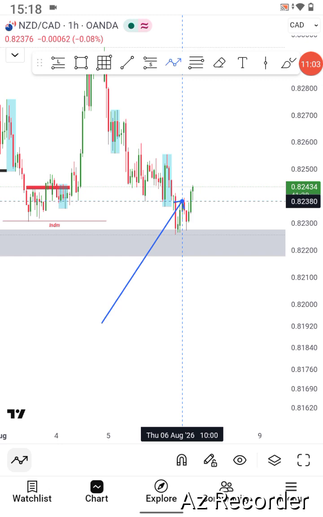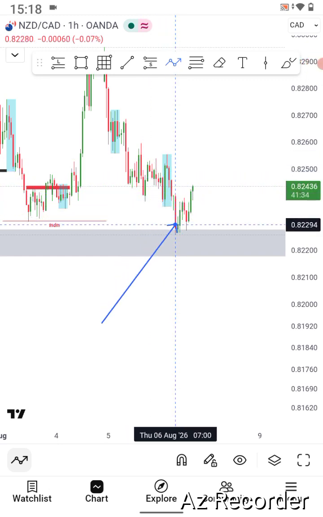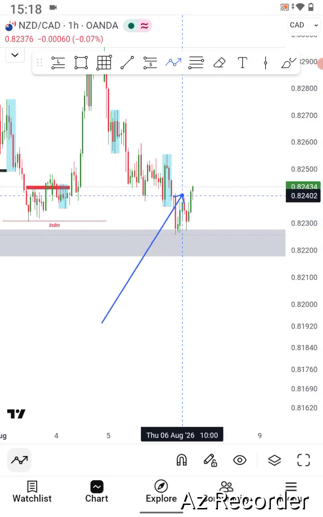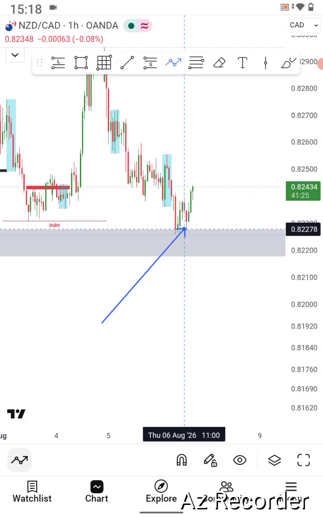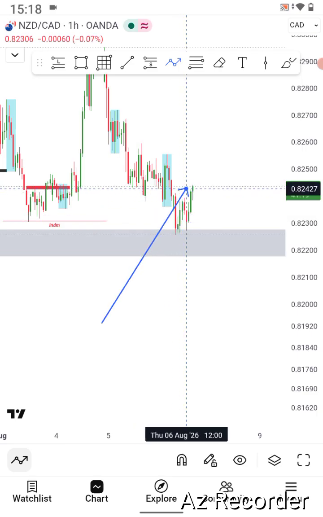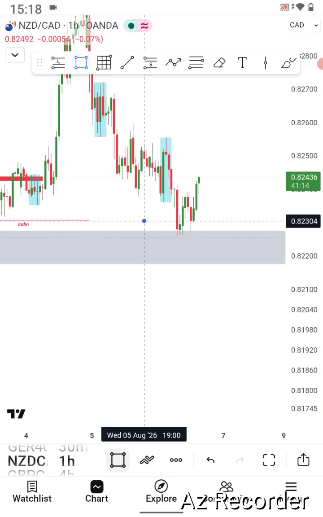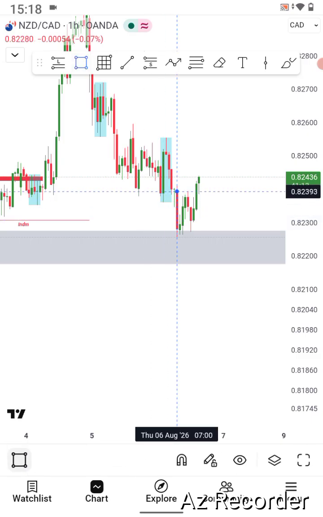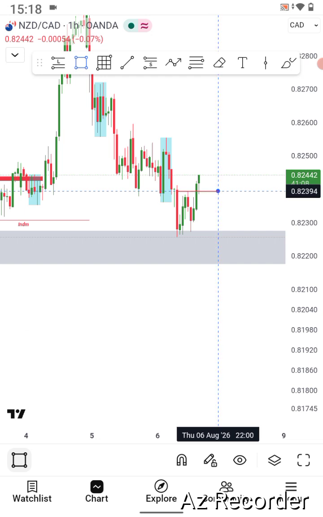So on 1 hour time frame, the market came, tapped into our point of interest, then gave a lower high, failure to swing it, could not take out this low. So this is our protected low now, and then it has shifted market structure. So on 1 hour time frame, there is a market structure shift here.